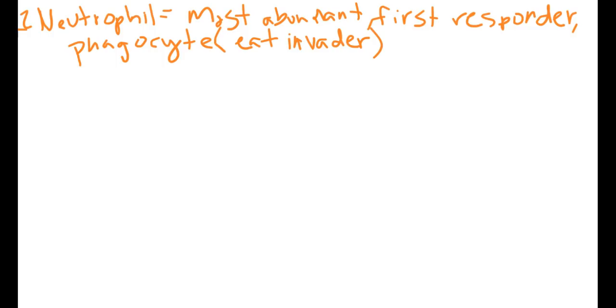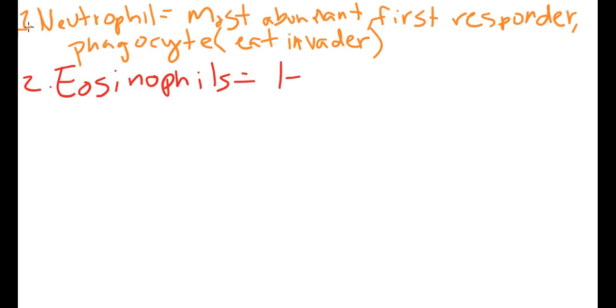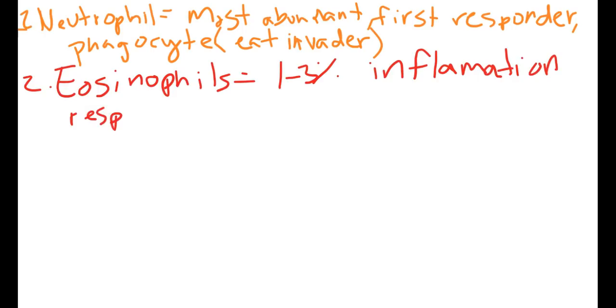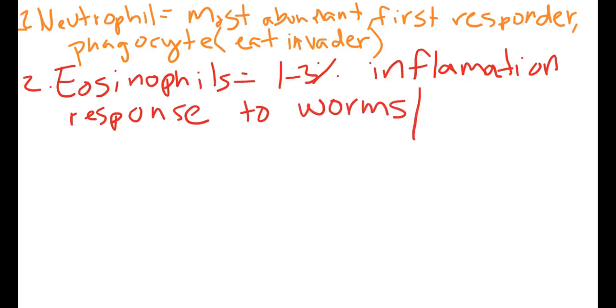Alright, the second one is going to be the eosinophil. This one is not very numerous. It only makes up between 1 and 3% of your white blood cells, which already are not a lot. But this is going to lead to inflammation, as a response to parasites, as well as worms or other things that may have gotten into your system. So this is an inflammation response to worms or other forms of parasites. You don't have a whole lot of these.